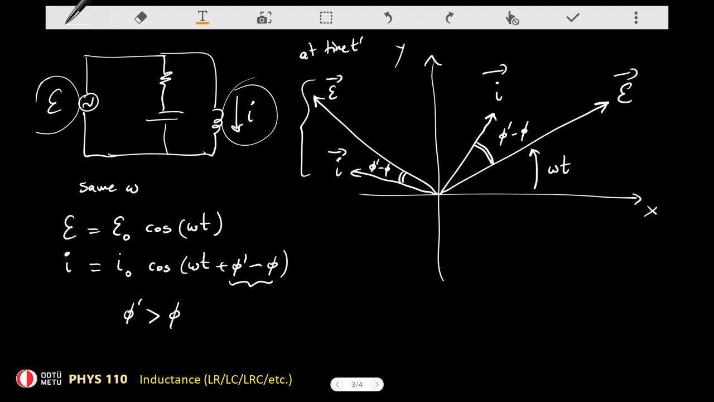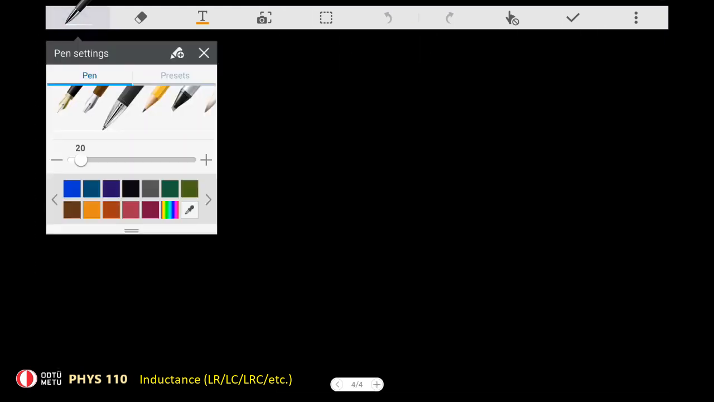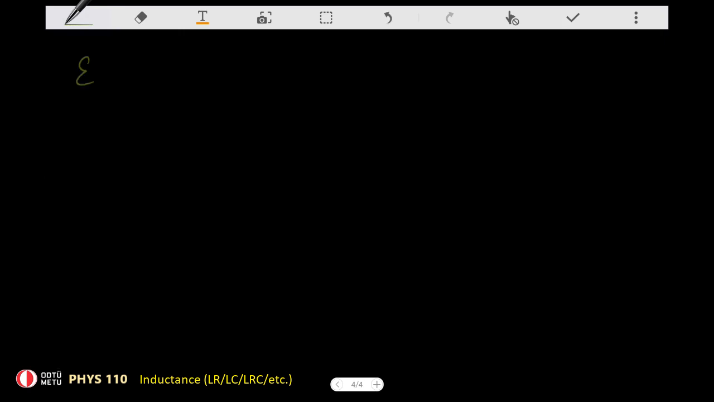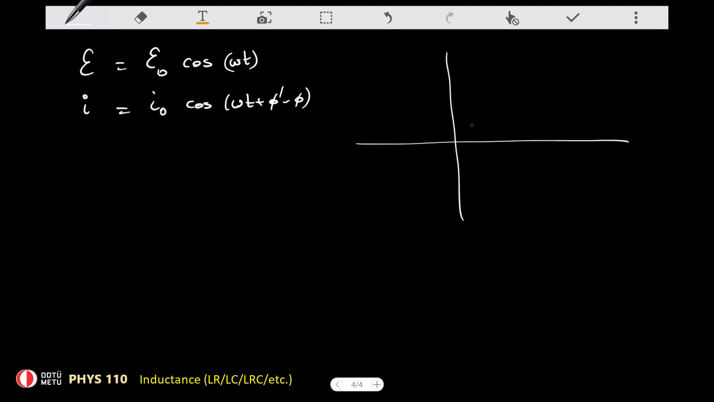So I'll talk about the EMF. Sorry about that, somehow the color has changed. The EMF is equal to epsilon 0, E0, cosine of omega t. And let's say that the current is I0 cosine of omega t plus phi prime minus phi. All right. What I am interested in here is the times where these things become maximum.